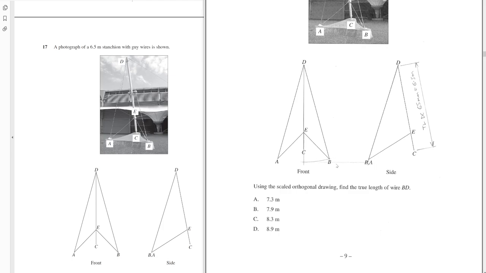Whereas that's not the case for DB. So in both of these views, it's moving either closer or further away from us. Okay, so we need to rotate it, and that gives us the true length.